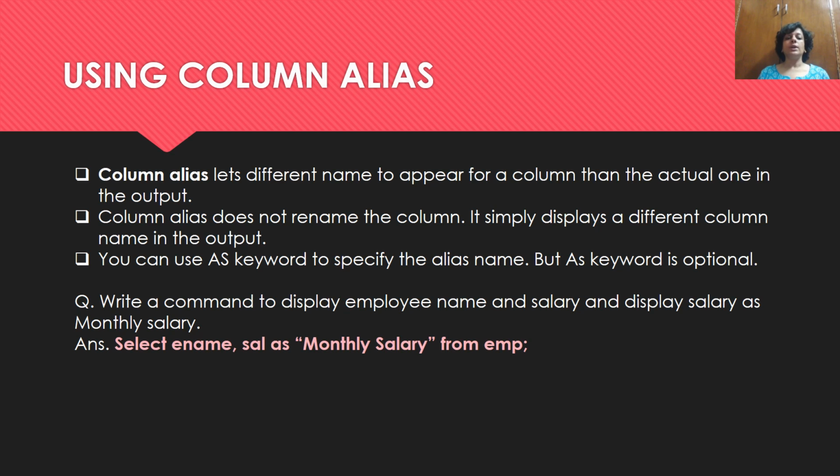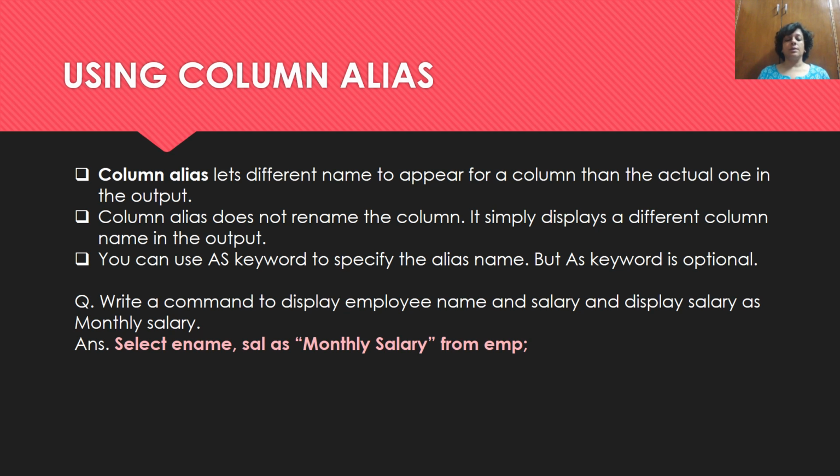Using column alias. Column alias lets a different name appear for a column than the actual one in the output. Column alias does not rename the column. It simply displays a different column name in the output. You can use the as keyword to specify the alias name, but the as keyword is optional.